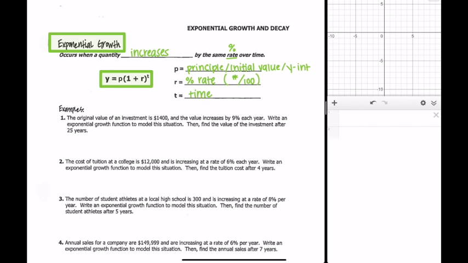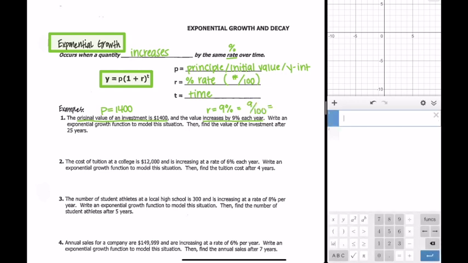So the original value of an investment, that would be the initial value. So in this case, we can already say that our p is 1,400. And that value increases by 9%. So we know this is exponential growth because it's increasing by a percentage each year. Now that percentage, r, that rate, is 9%. But remember, a percent means out of 100. So this is really 9 out of 100.